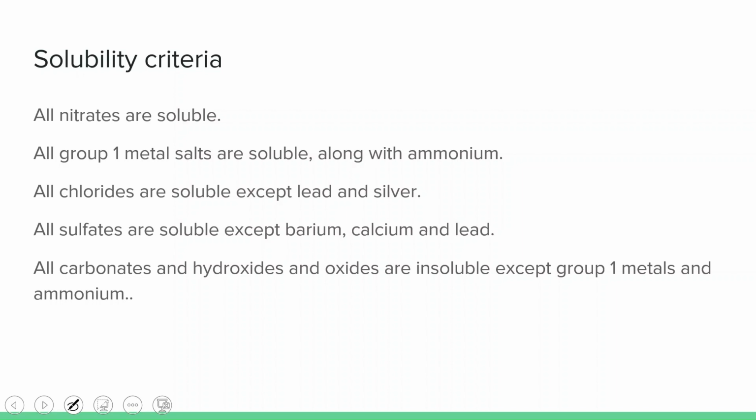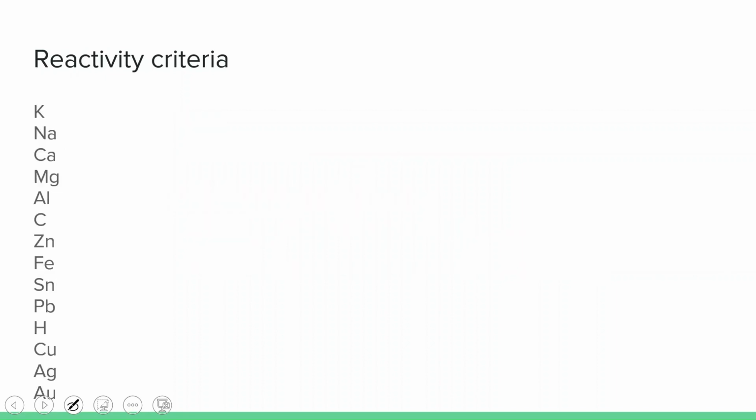All fluorides are soluble except lead and silver. All sulfates are soluble except barium, calcium, and lead. And all carbonates and hydroxides are insoluble except group 1 metals and ammonium. And you have to basically mug this up. Next is the reactivity series, and I have a small mnemonic for that. It sounds a bit dumb, but please stop calling me a cute zebra. Instead, try learning how copper saves gold.